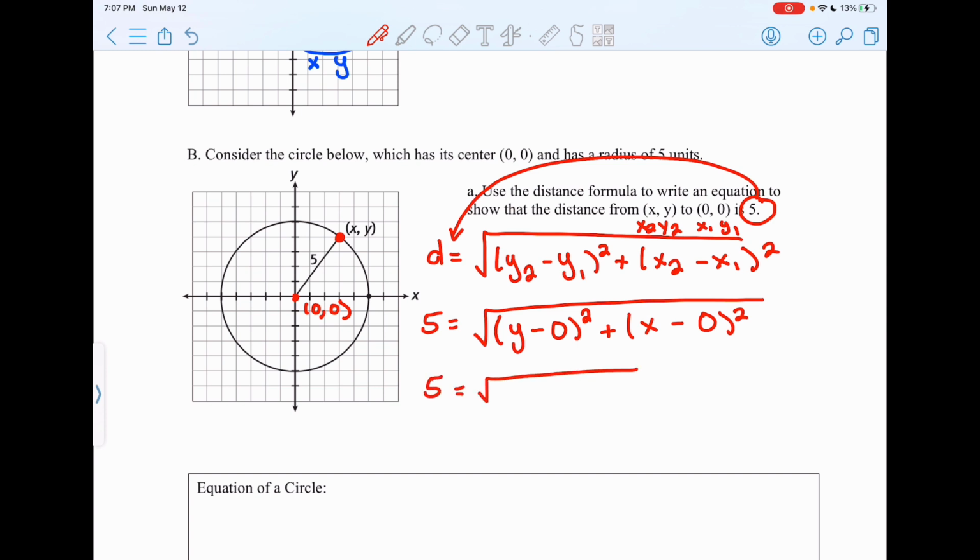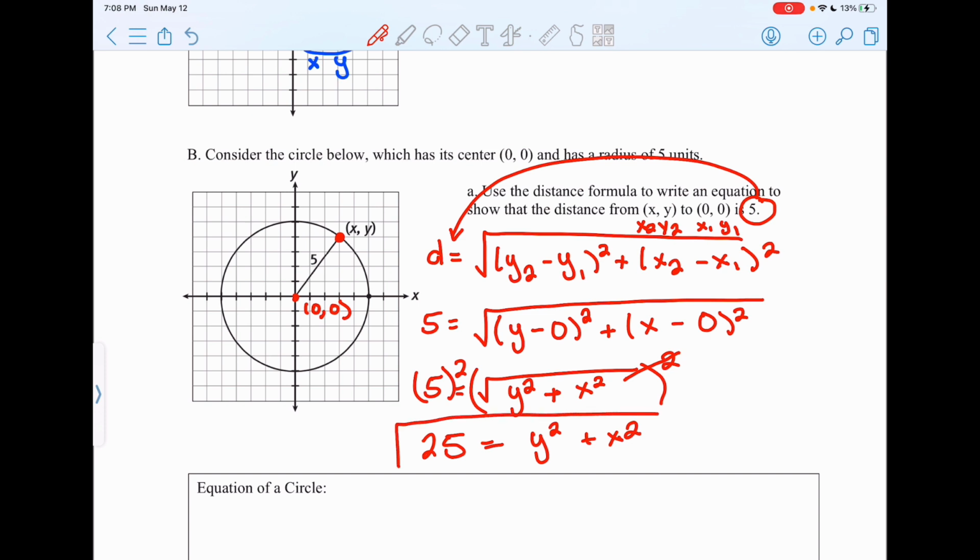Y minus 0 is just y, so I can rewrite this as y squared. And x minus 0 is just x, so I can rewrite this as x squared. And then in order to get rid of a square root, I can square both sides. 5 squared is 25, and then a square undoes a square root, leaving me with y squared plus x squared. And this would be the equation of a circle.